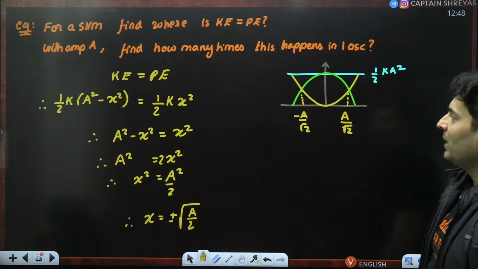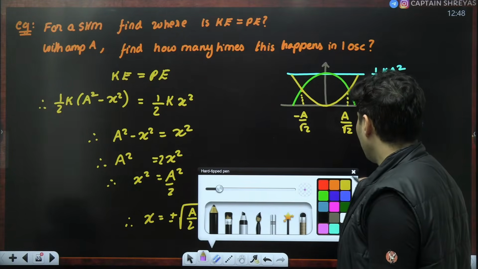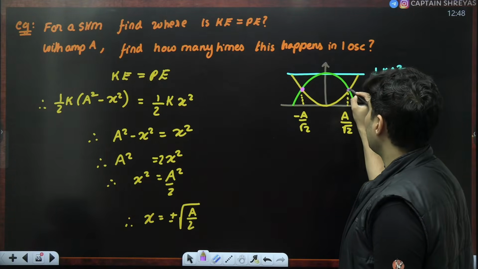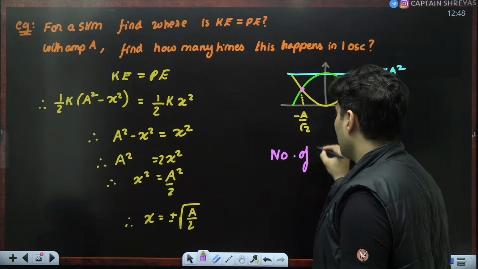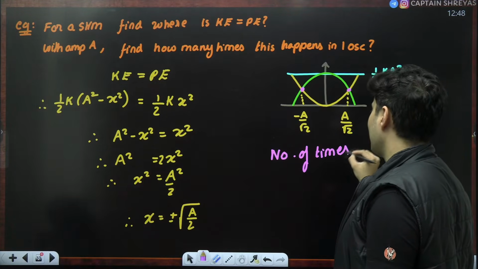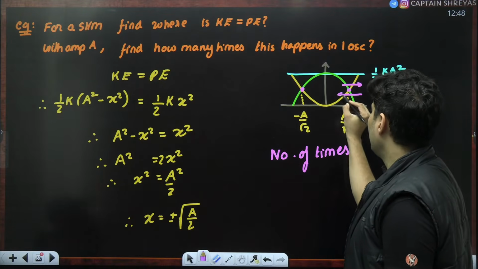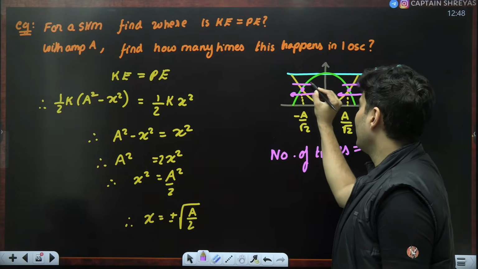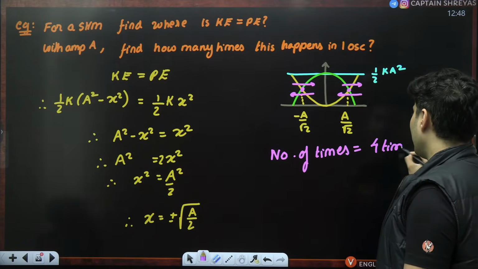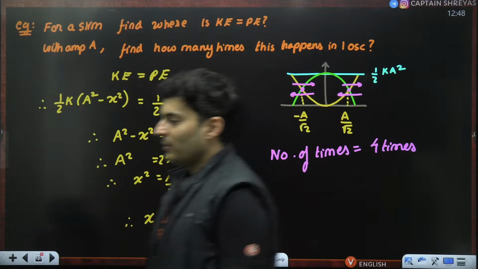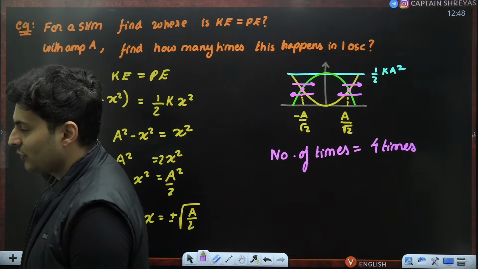Now the next part of the question is, how many times does it happen? Many people, I have seen them answering this, sir, once here, once here. So 2 times. The answer is not 2. The number of times this happens, once while going like this, once while coming back, once while going here, and once while going here. So 1, 2, 3, 4. 4 number of times this will happen. Lot of people make this mistake and they say it is 2. It is not 2, it is 4.